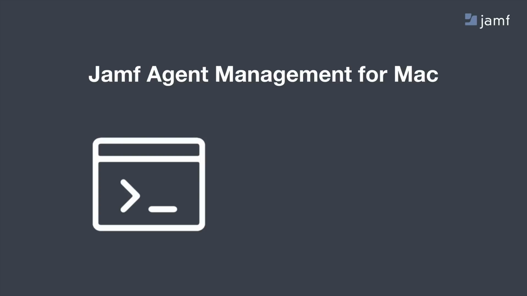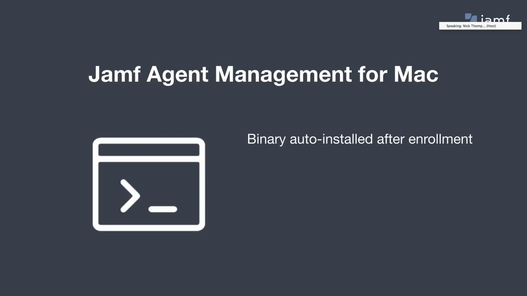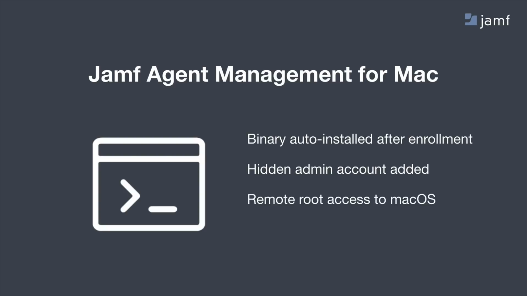So we have a proprietary agent that can be installed on the Mac, and this is just a binary that gets automatically installed after you enroll it. It lets you, as IT, build a hidden admin account. You get to define the username and the password for that hidden admin account. And why would you want that? Well, it enables you to have remote root access to the Mac. And remote root access is pretty powerful. That lets you do things like execute policies, run scripts, install software, and so much more.